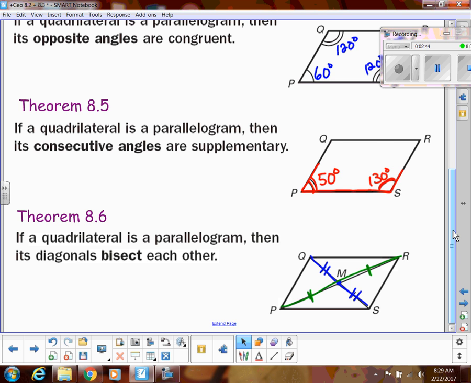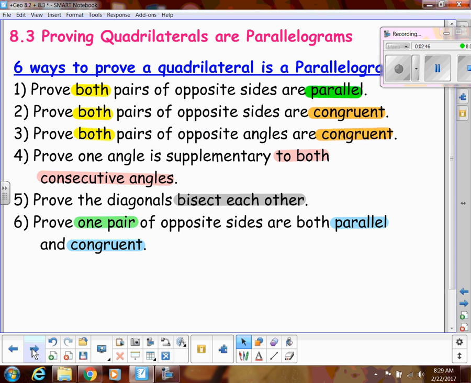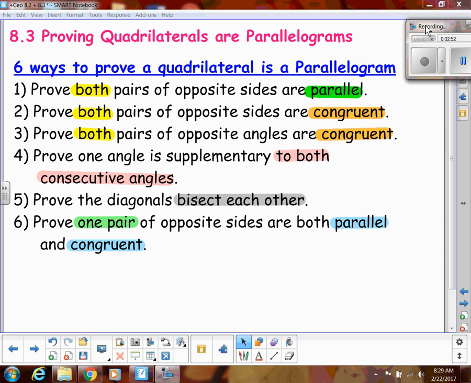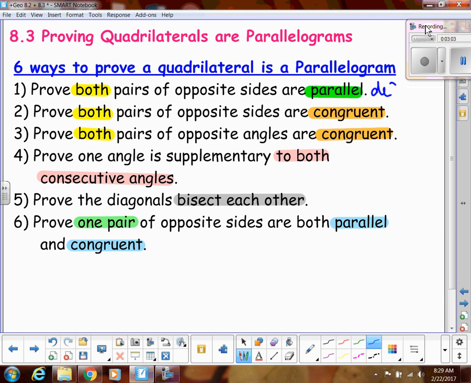a parallelogram. Now the next part is, how do I show that a quadrilateral is a parallelogram? Well, we have 6 ways that we can do that. And it's kind of the opposite of those properties that we just did. So if I can prove both pairs of opposite sides are parallel, then that's just the definition. Okay? If I prove that both pairs of opposite sides are congruent, that's that first property that we talked about. And then if I can prove that both pairs of opposite angles are congruent, then that's the next property that we talked about.